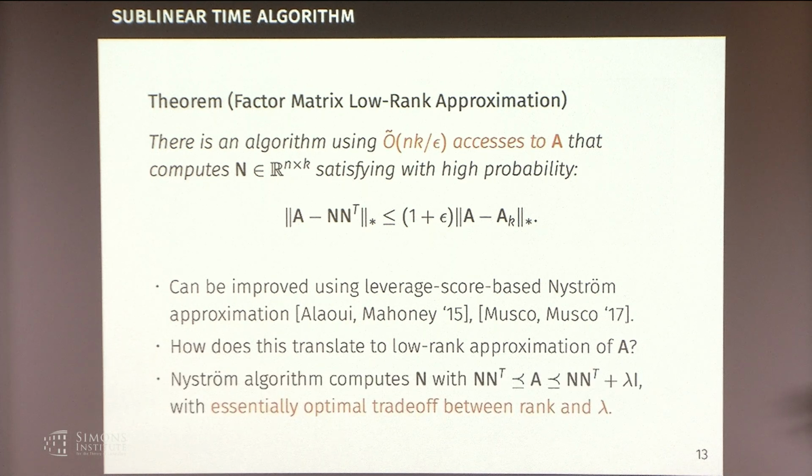If you don't have intuition for this trace norm bound, this Nyström algorithm that we give actually gives a stronger bound that this trace norm bound is a corollary of, which I think is a nice way of viewing it. Basically, we output a low rank approximation NN transpose that spectrally approximates A, to some additive factor lambda I. So it gets all the singular values correct up to some additive factor lambda. And we essentially get the optimal trade-off between the rank of N, the number of columns in N, and this parameter lambda.